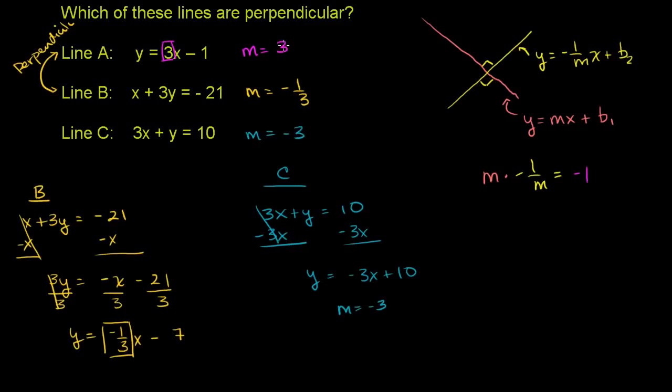Now this one is the negative of that one. This line's slope is the negative of that, but not the negative inverse. So it's not perpendicular. And this one is the inverse of that one, but not the negative inverse. So this line is not perpendicular to either of the other two, but line A and line B are perpendicular to each other.